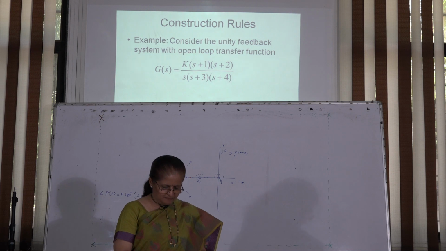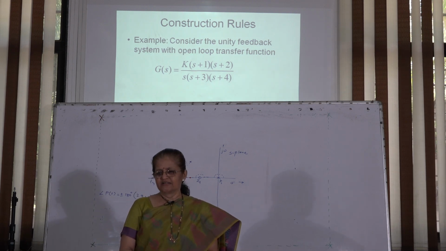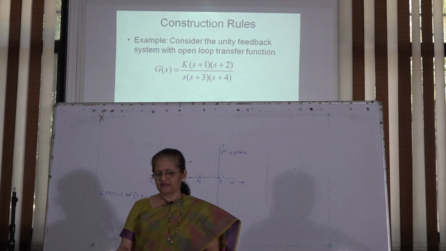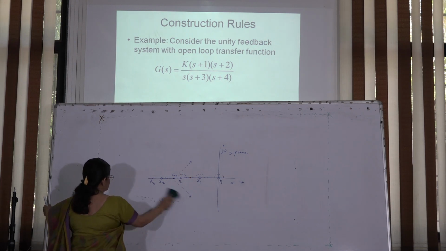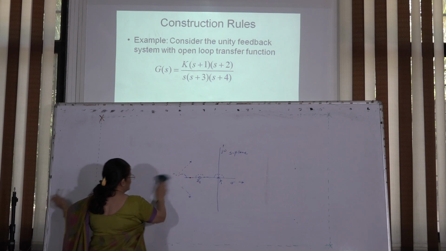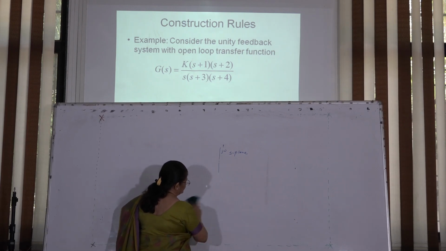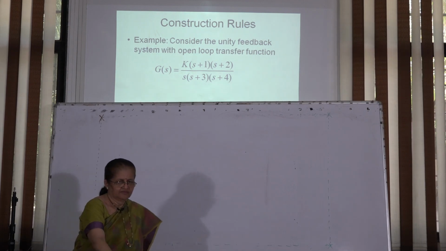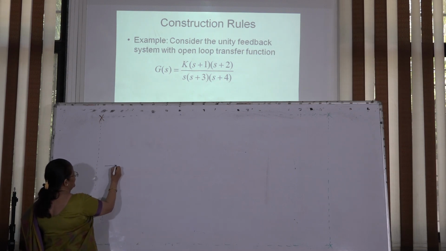So, to understand perfectly, we will see one example. Consider a unity feedback system with open loop transfer function G(s) equal to this. I will represent it here and then you represent the open loop poles and zeros where they will lie. So, first I will draw the system diagram or the block diagram.